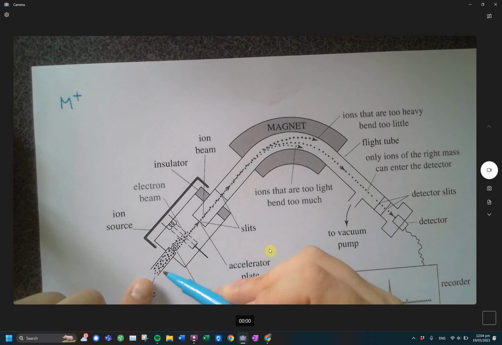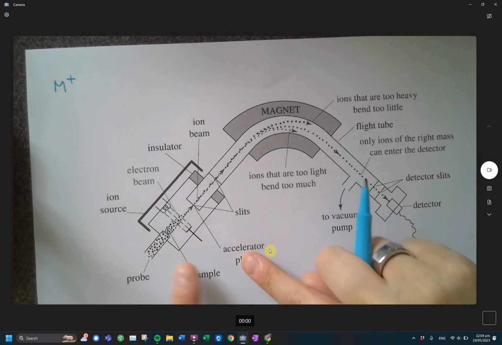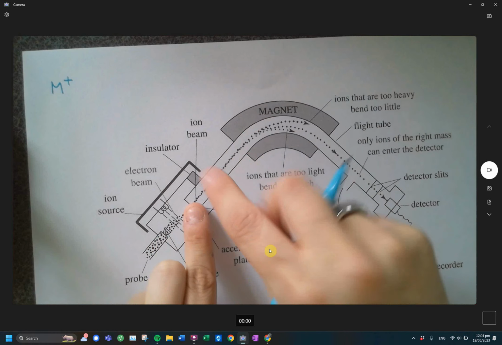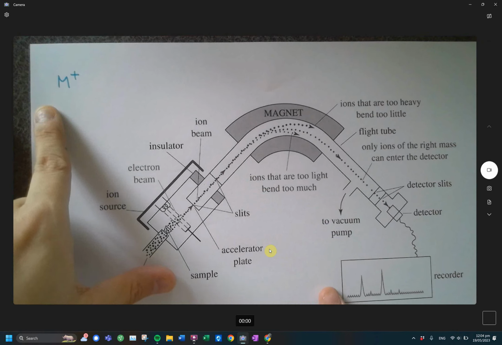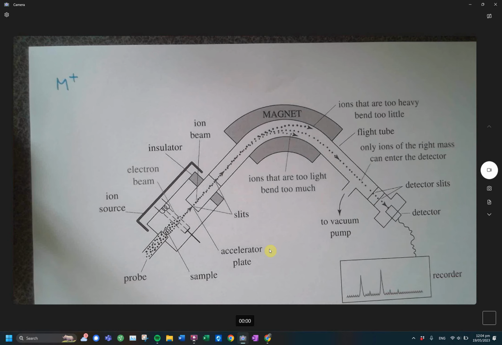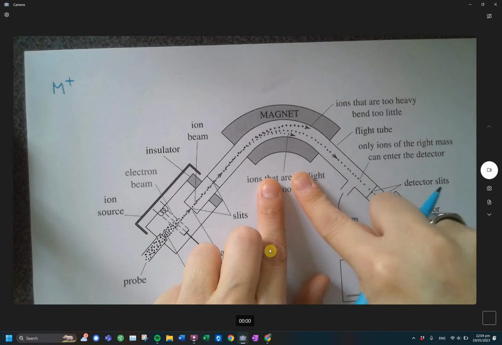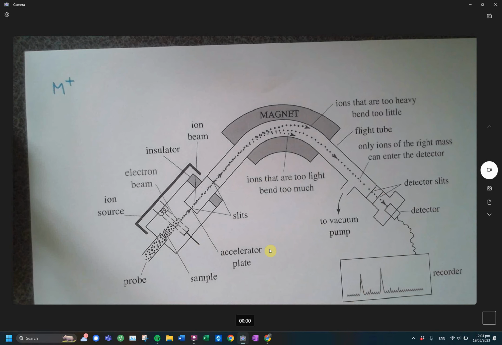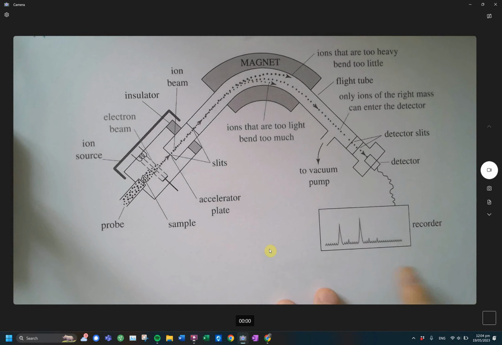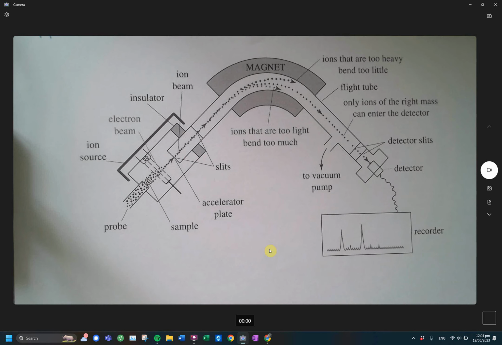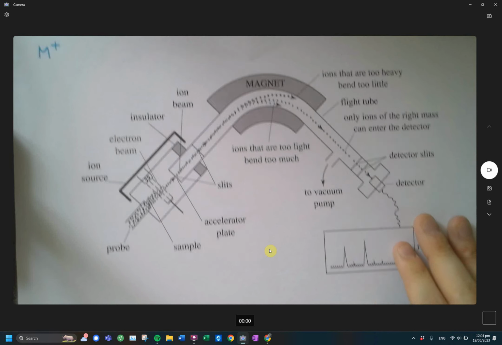So I am trying to take my sample, I am hitting it with electrons, and then what I'm going to get is a charged molecule coming out of it. Charged molecules can respond to magnets. So that's why we want it to get charged. The other reason why we want it to get charged is because this recorder here can only read things that are charged particles. If it's not charged, it doesn't read it. So I need to do that as part of my process.